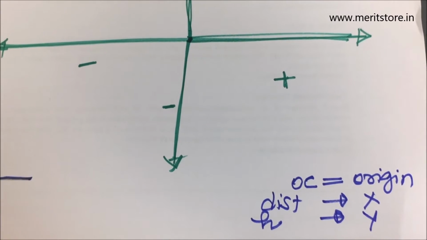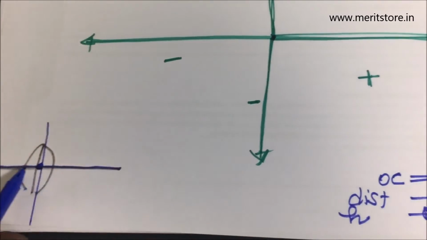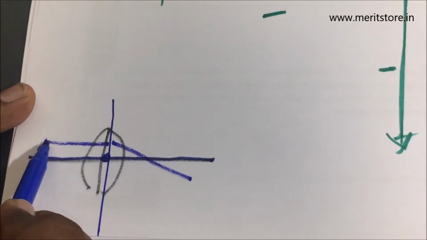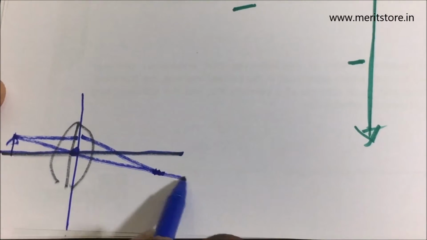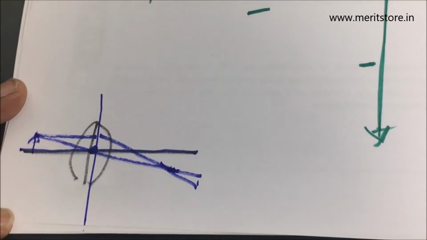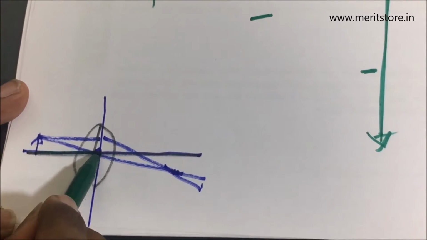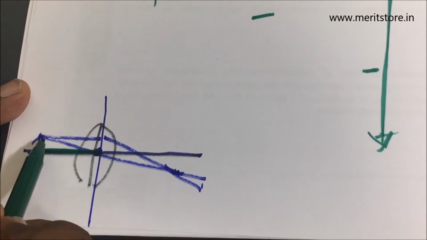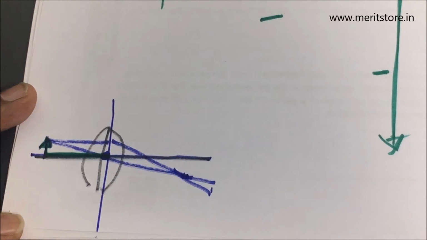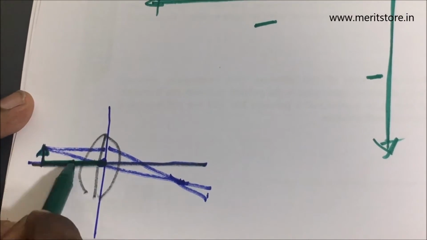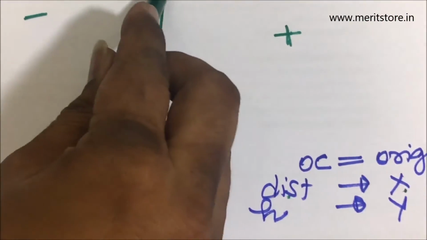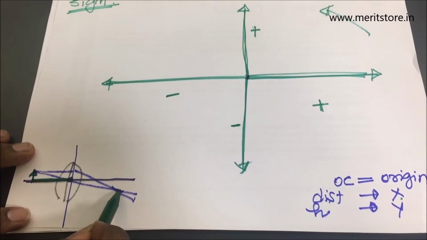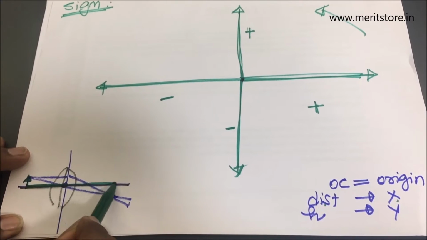So let's look at a particular image. Let's say I'm keeping the object here, and the rays of light are coming and meeting somewhere. For me to understand this distance, what is this distance? This is the distance between the optical center and the object. So for the distance, I will be looking at the x-axis. Whatever value it has, it will be a negative value on the left hand side. Now this is the image, so this is the image distance.